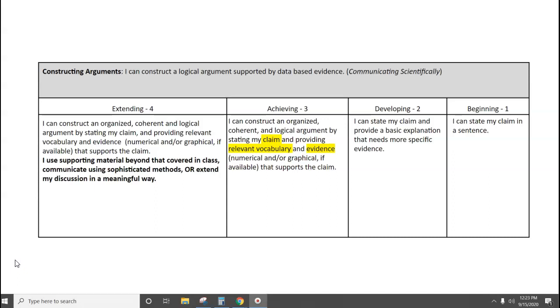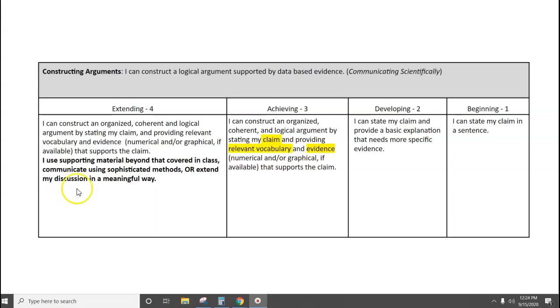If you want to get a 4, you would then be connecting it in more ways. So maybe you bring in outside resources, or you talk about other examples, or you are just diving deeper into the discussion. And maybe if we're providing a list of 5 vocabulary words and we say you have to use 3, you end up using all 5 of them.